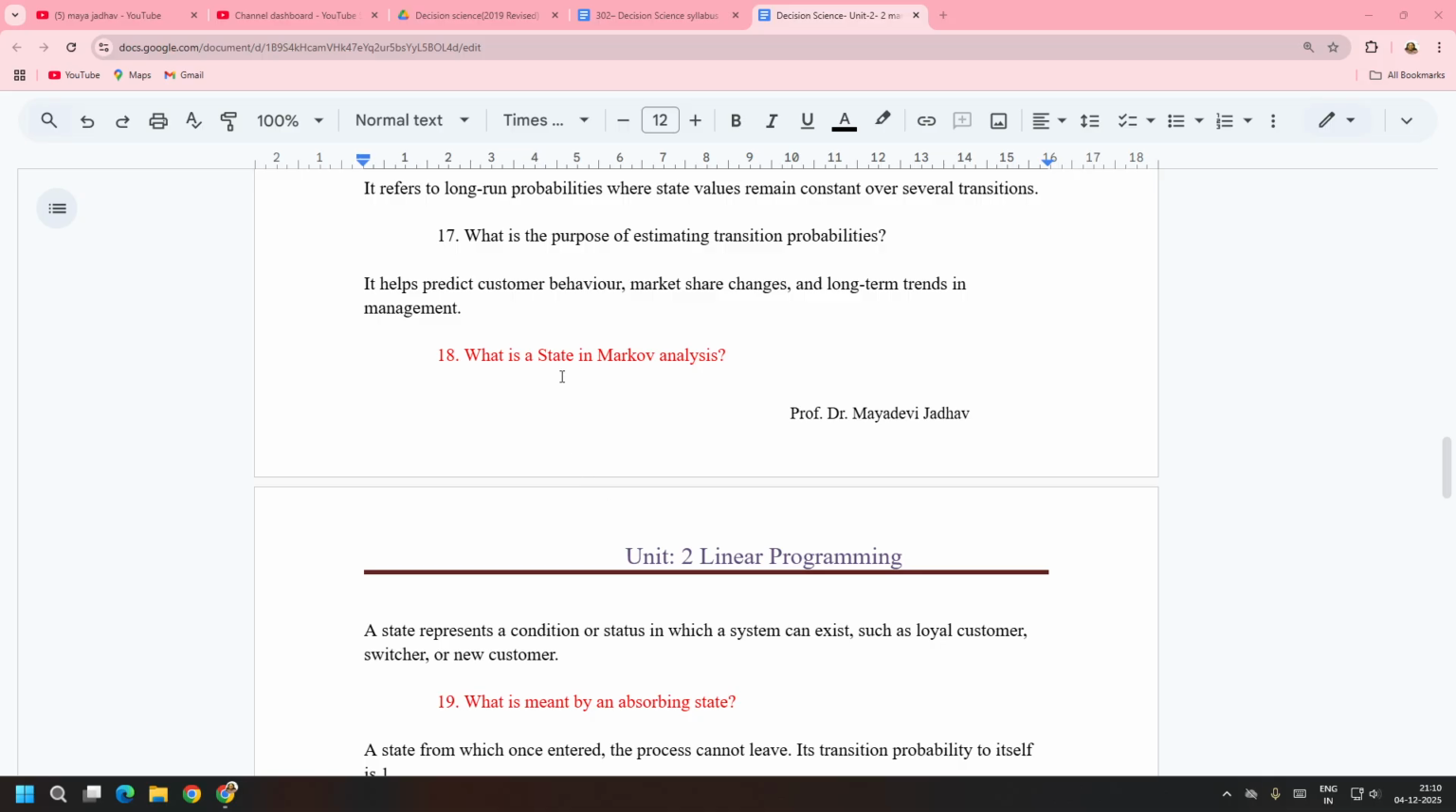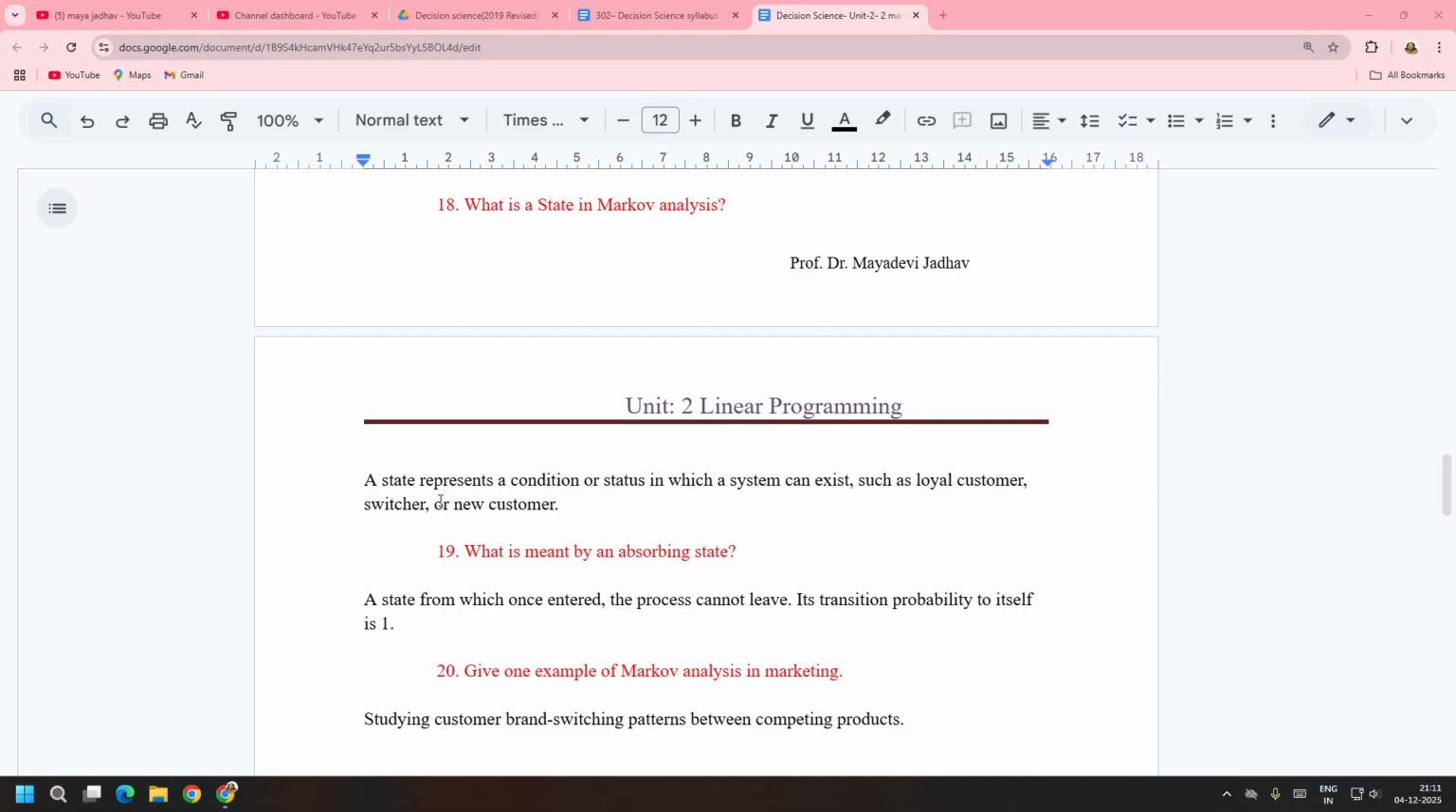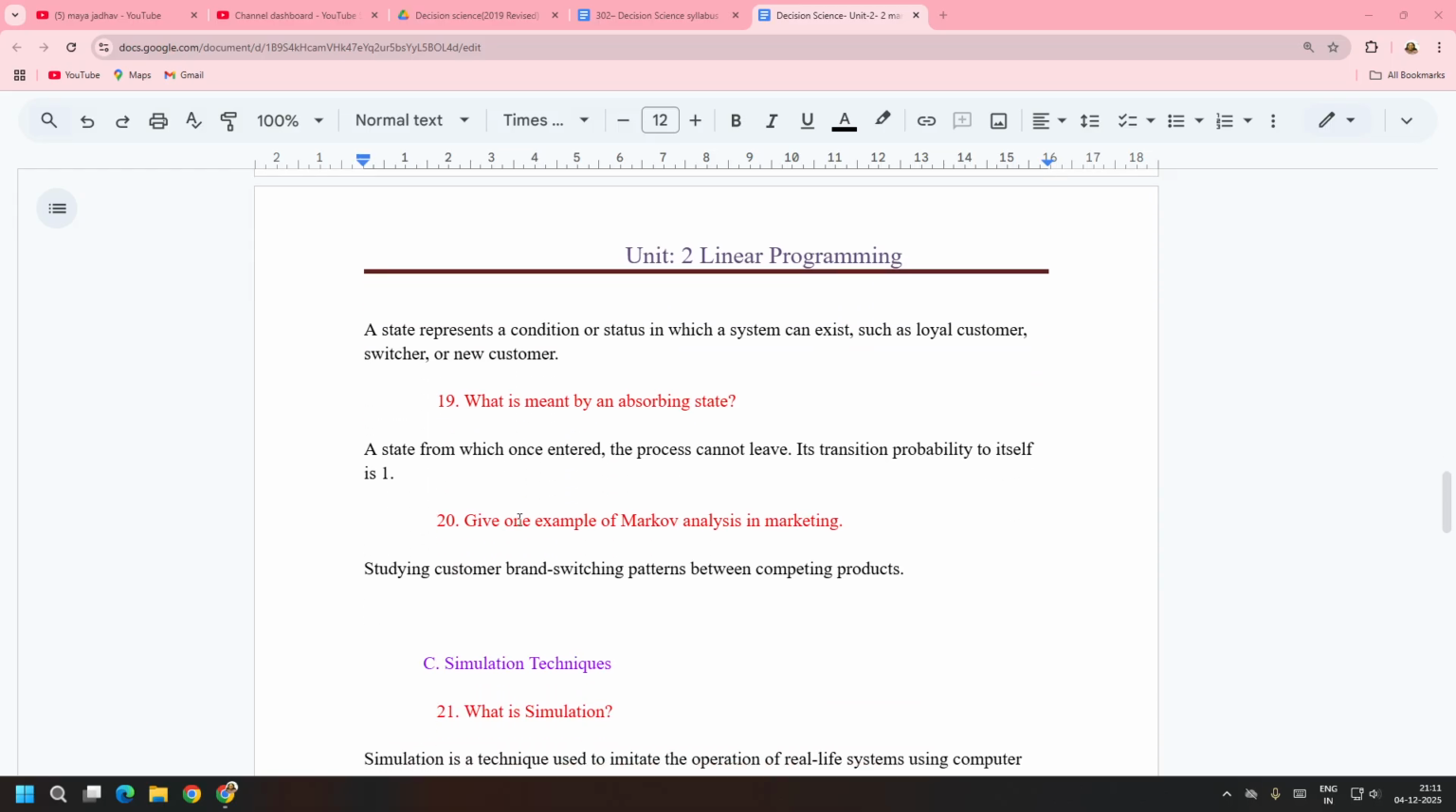What is a state in Markov analysis? A state represents a condition or status in which a system can exist, such as loyal customers, switchers, or new customers. What is meant by an absorbing state? A state from which, once entered, the process cannot leave. Its transition probability to itself is 1.